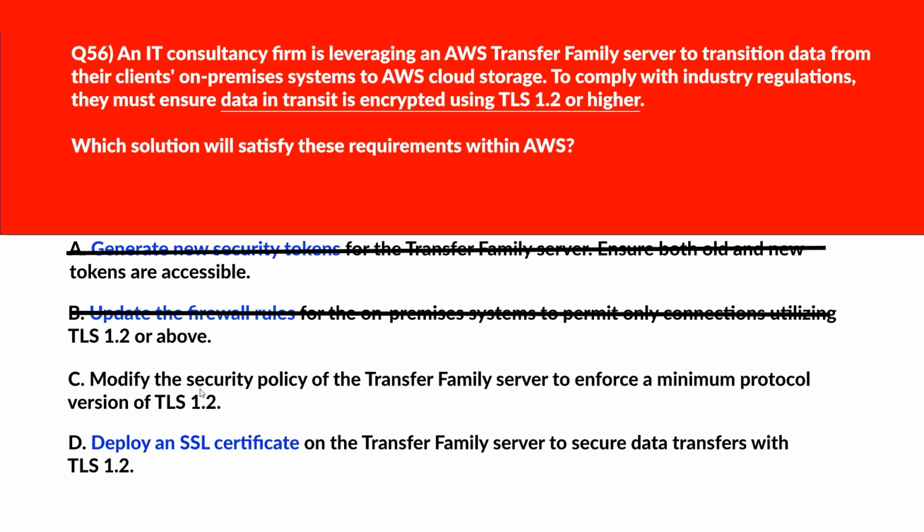C says modify the security policy of the Transfer Family server to enforce a minimum protocol version of TLS 1.2. This option ensures that the server uses TLS 1.2 or higher for encryption. Looks good. We'll park this. Now let's move to option D.